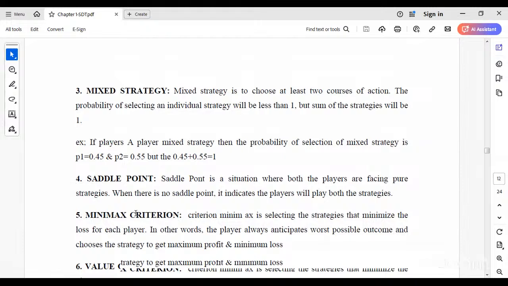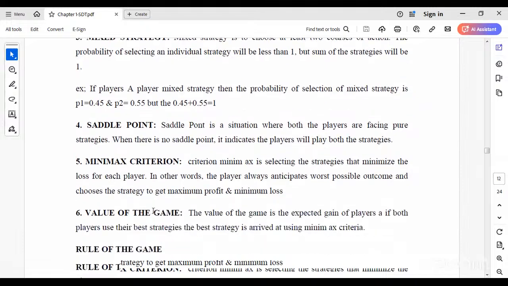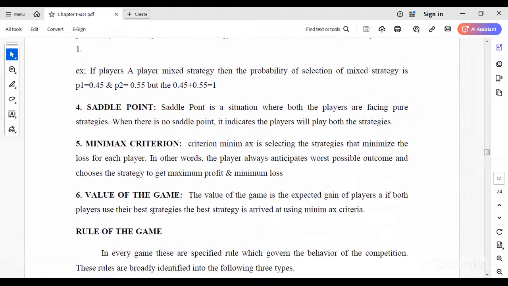Saddle point is a situation where both the players are facing pure strategies. When there is no saddle point, it indicates the player will play both the strategies. So, minimax criterion: here, minimax is selecting the strategies that minimize the loss for each player. In other words, the player always anticipates the worst possible outcome.